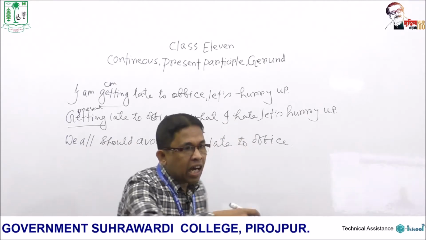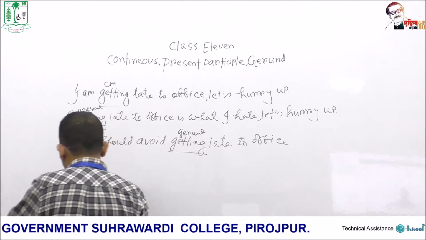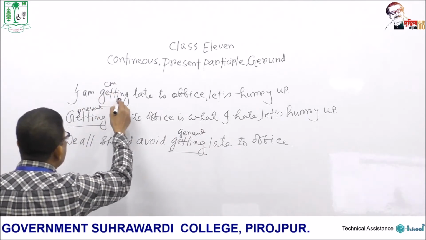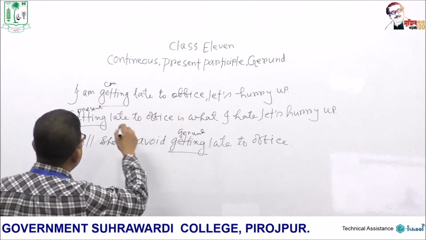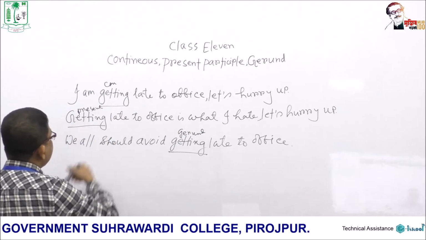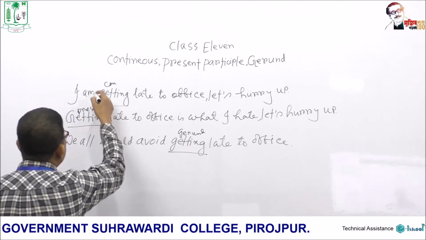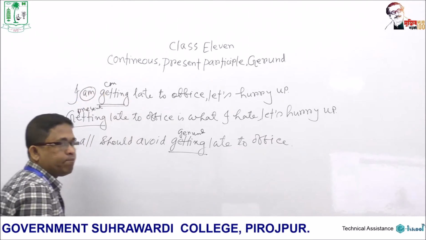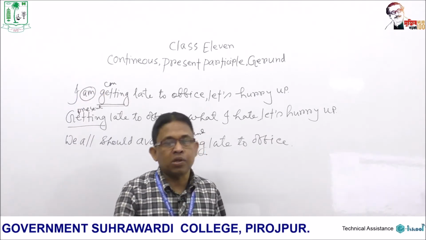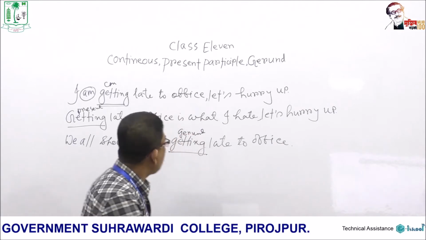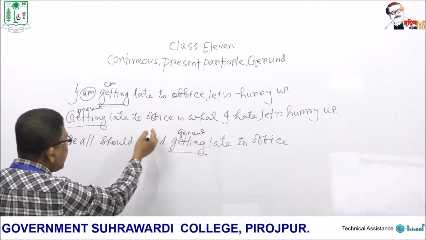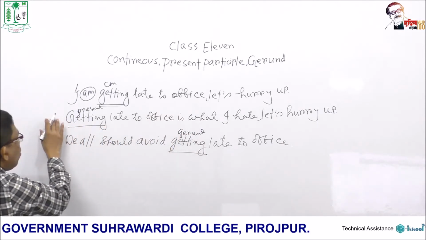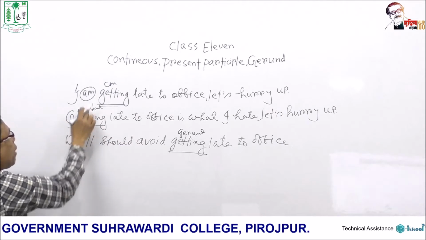So they are functioning in different ways. For example, I am getting late to office, let's hurry up. Here I am getting. Notice I am. Before getting we are using am. This is continuous form.